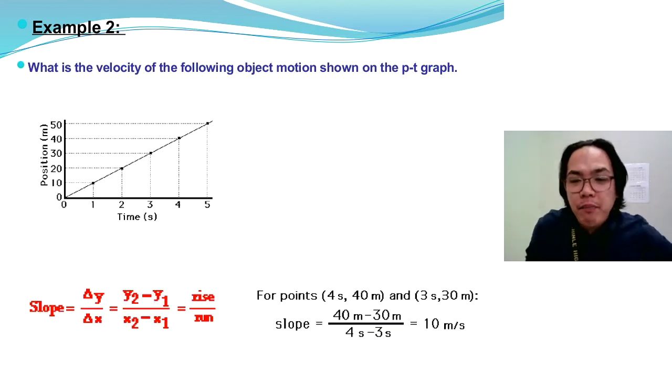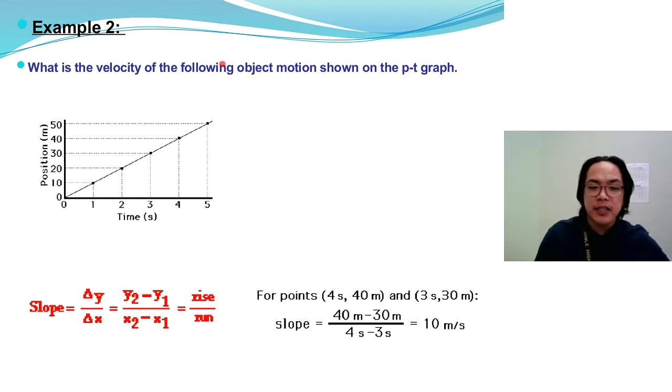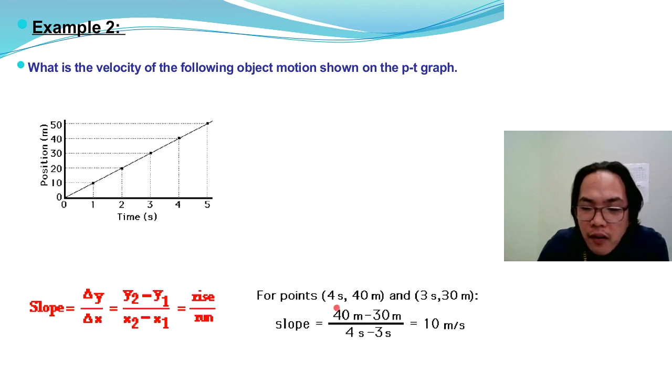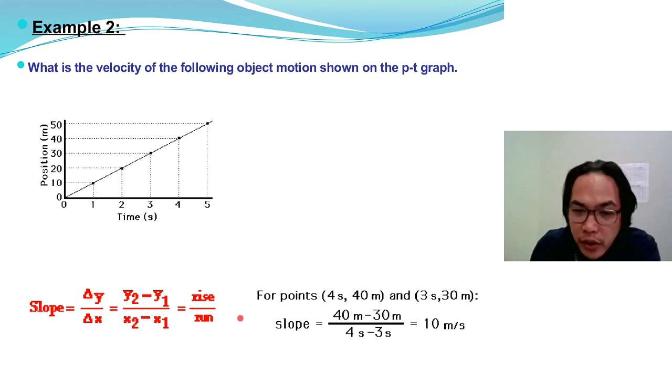Okay, so on this example, you have seen also the response here. This is constant, therefore the velocity remains the same. What is the velocity of the following object here in the position-time graph? So for this one, they choose to solve 4 seconds and 3 seconds. So 4 seconds is paired up with 40 meters and 3 seconds is paired up with 30 meters. So your final is 40 meters minus initial 30 meters equals 10, divided by 4 minus 3, which is 1. So 10 divided by 1 equals 10. So we follow, class, the graph equation, which is rise over run. Your rise is your y-axis, and then your run is your x-axis. So you just subtract and divide for you to get the answer.